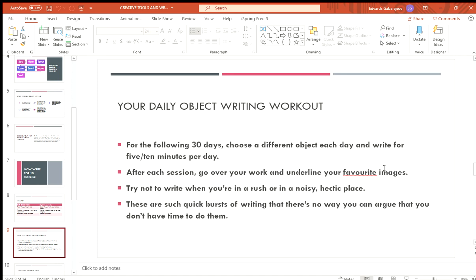So when you're done writing, look for your favorite phrases, words, or images, right? Underline them. Maybe they came out and you didn't expect them to. Some other advice is to not write in a rush or in a noisy, hectic place. Try to be calm, in a calm place. Also, it is quick and doesn't take a lot of time. You can say that you don't have time to do that, but it'll be up to you to do this or not.